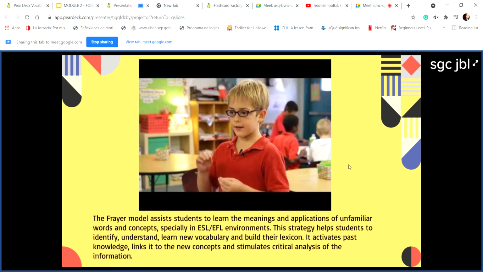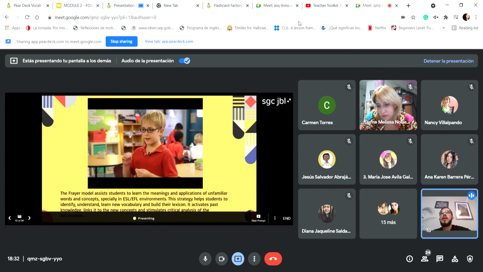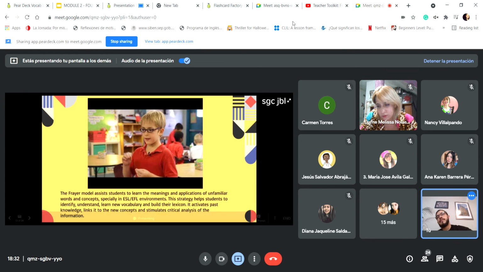This strategy can help your students to identify, understand, learn new vocabulary, and build their lexicon. This is a very important word you have to keep in mind every time you're going for speaking, reading, or any input or output activity. What happens most of the time when you are working with a textbook or with any other activity that you will find on the internet and you think it's suitable for your class?